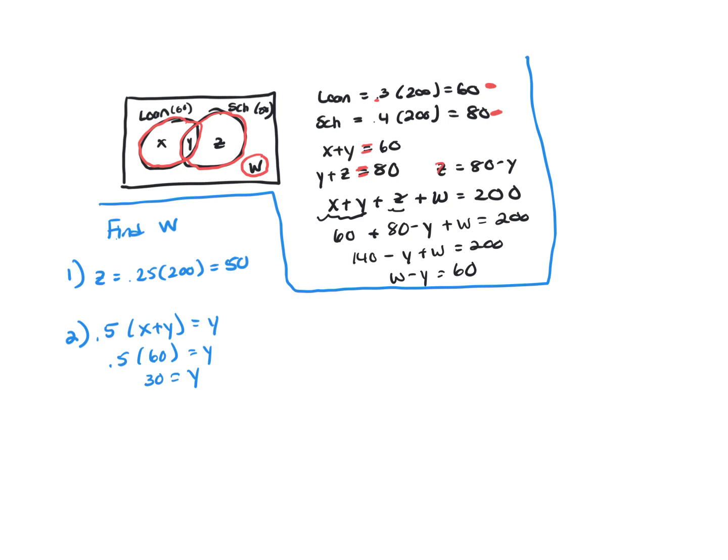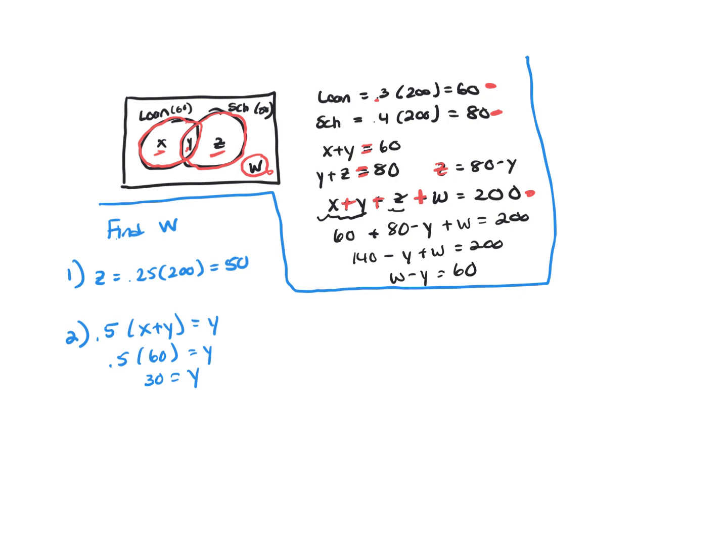And then I went on and took this bottom equation and solved for Z, and that would be 80 minus Y. I may not need that or not. But what I know is if I add all the pieces together, X plus Y plus Z plus W, that has to give me my total number of students, and that's 200.